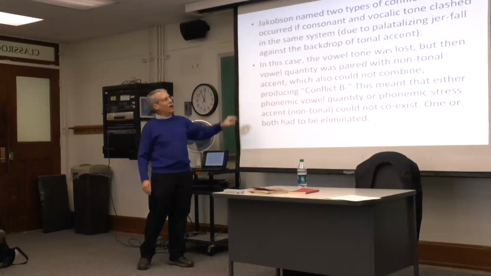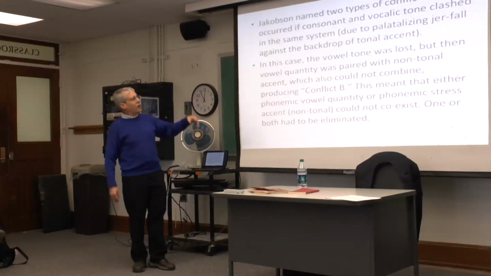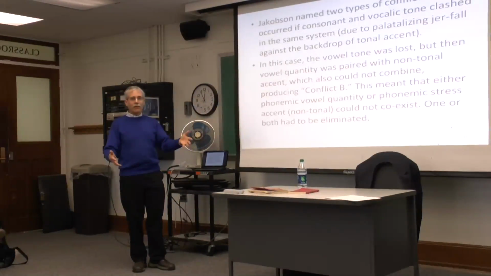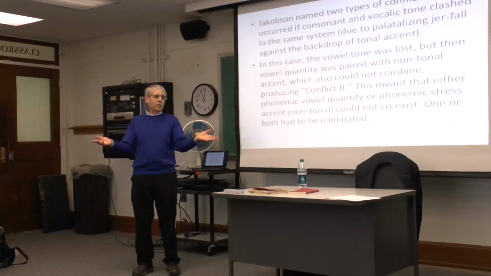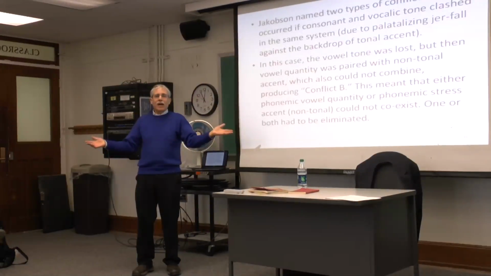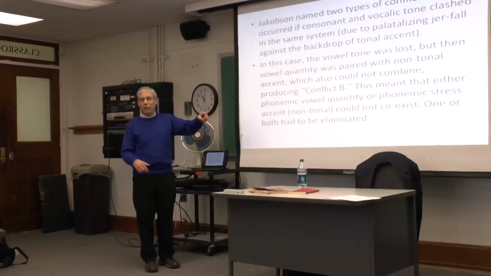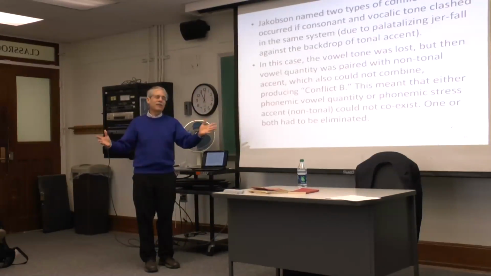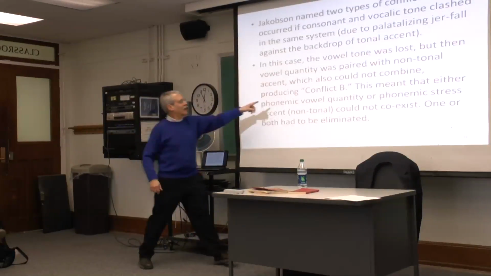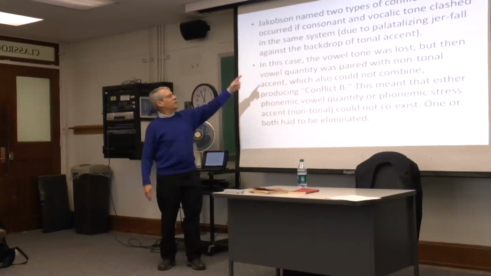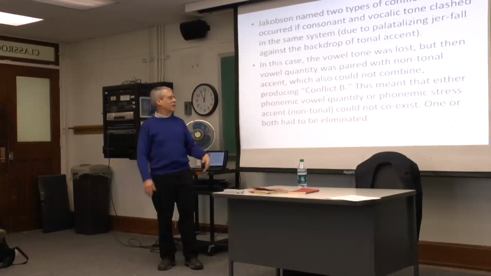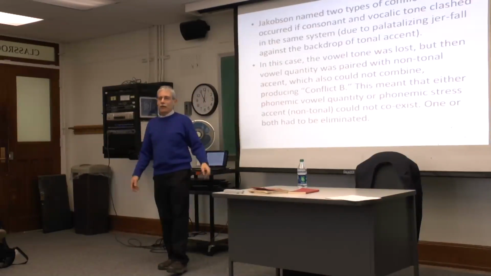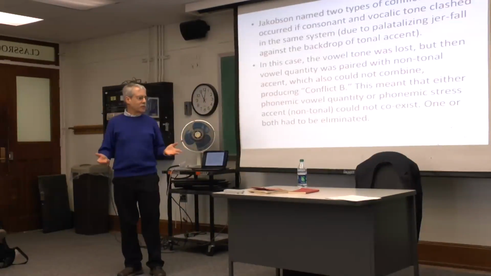So then notice what would happen. If you have conflict A and you lose tone, then you wind up with another conflict based on another principle of Jakobson. Because if you lose tone, rising and falling become identical, and you wind up with what kind of accent? The regular, plain, non-tonal accent or loudness accent. But then that can't combine with long and short quantity. So that's called conflict B. Conflict B comes out of conflict A. It's that you lose your tonal accent and you have a stress accent, but then you have to get rid of that.